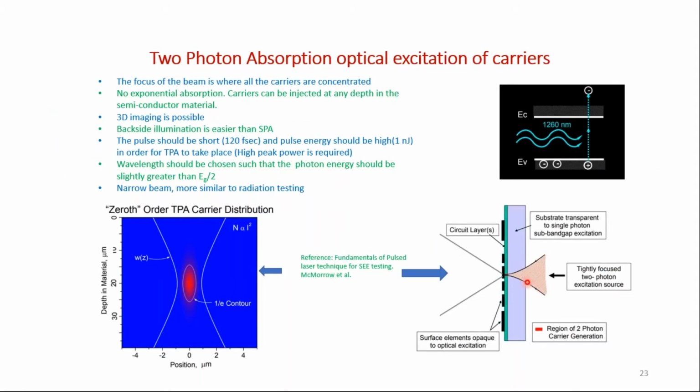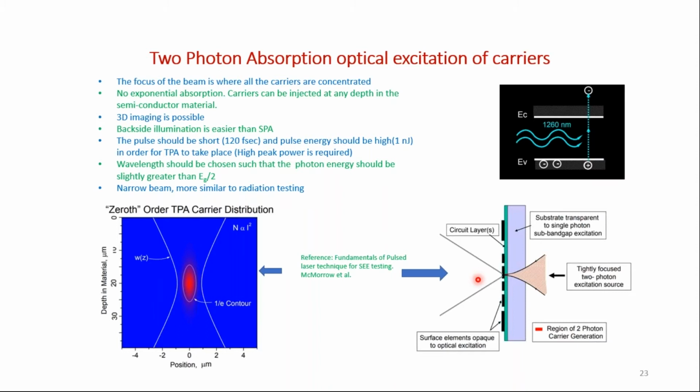Here, for example, you can see we are doing backside illumination with the 2-photon system at 1260 nanometer. Up until it's completely focused, it does not generate any electron hole pairs, whereas the SPA would generate electron hole pairs along the way in an exponential way. But this one does not. It only generates them when it comes to the focus at the desired depth, which is shown by this little red rectangle there. At this point, you also need a very short pulse, shorter than the SPA system, like about 120 femtosecond.